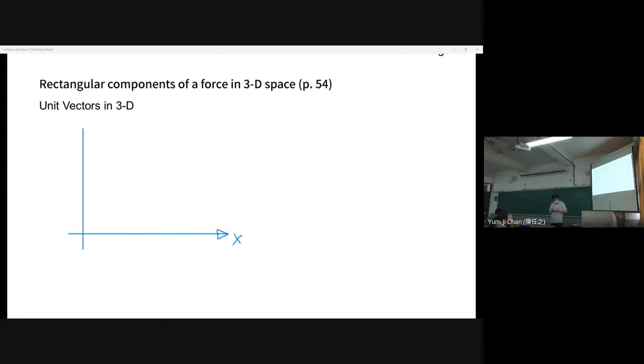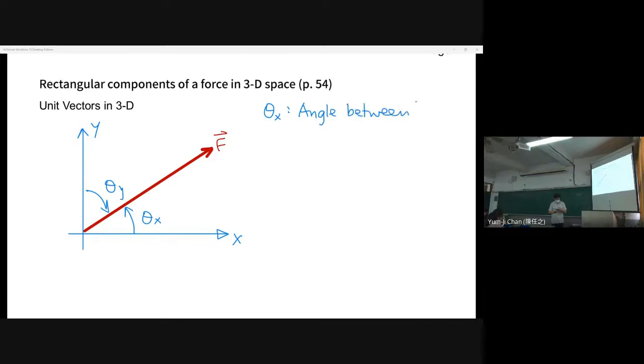Let me draw it here. So suppose we have a force F here. This is X and this is Y. In 3D, let me plot it like this. This is theta X and this is theta Y. Theta X is the angle between F and positive X axis. Okay, and from now on for positive I will simply write this one.